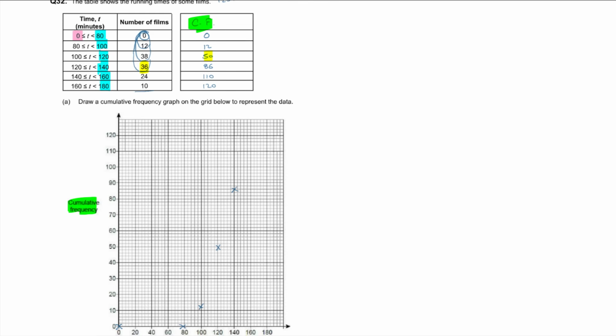And then the next one is at 110. It should be fairly easy to plot again. So a major line there. And then finally at 120. Okay. Now the shape of these is a kind of an S-shaped curve.